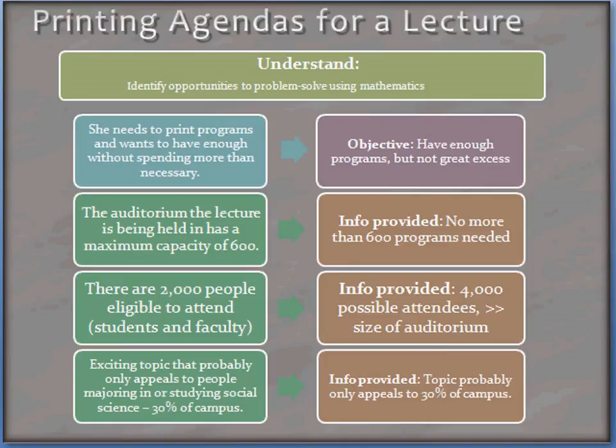We also parse each of the other pieces of information given to us in the green boxes. We know the auditorium the lecture is being held in has a maximum capacity of 600, so the information provided here is that no more than 600 programs could be needed, because this is the maximum audience size. We also know that there are 2,000 people eligible to attend, students and faculty, and this provides the info that 2,000 possible attendees could come to the lecture, which is much greater than the size of the auditorium. We also know that the topic is exciting, but only appeals to people majoring in or studying social sciences, which is about 30% of the campus. So we translated this into the information piece that the topic only appeals to 30% of the campus.